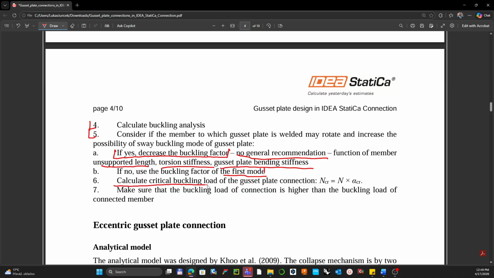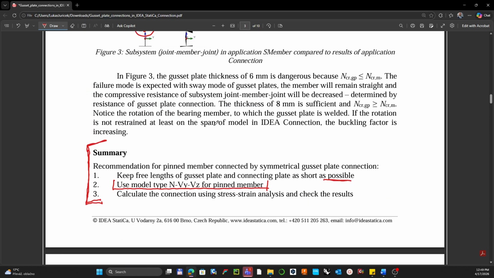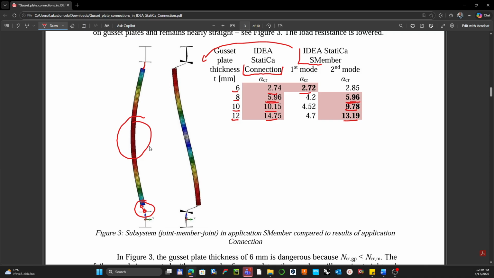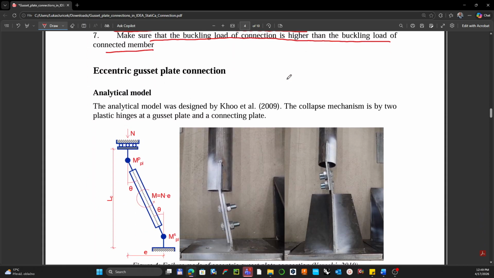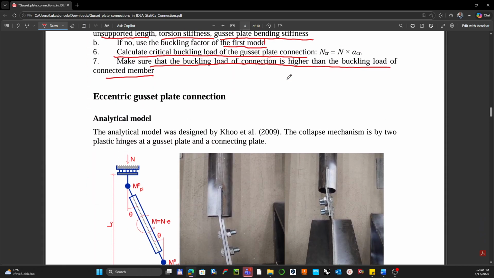Calculate the critical buckling length and make sure that the buckling load of the connection is higher than the buckling load of the connected member. This is always what is happening, because mostly the first buckling shape is the global buckling shape of the member, not the buckling shape of the gusset plate. So that has been the symmetrically connected gusset plate.